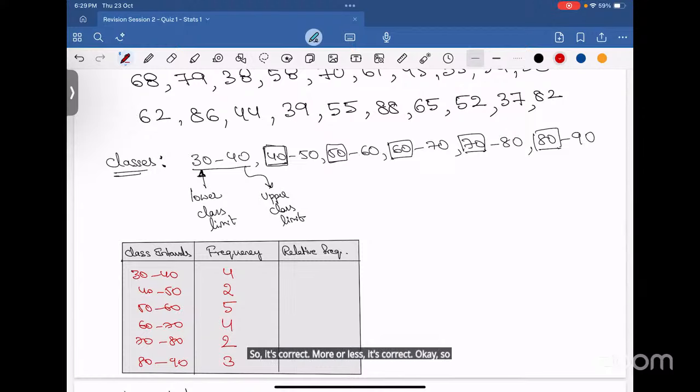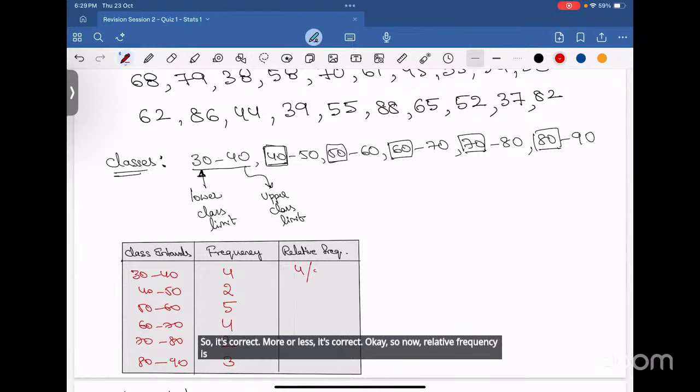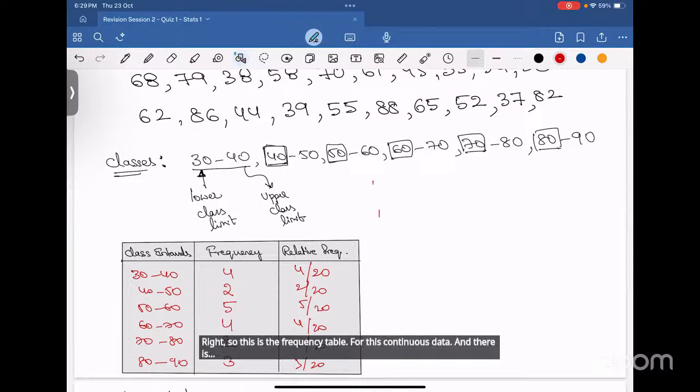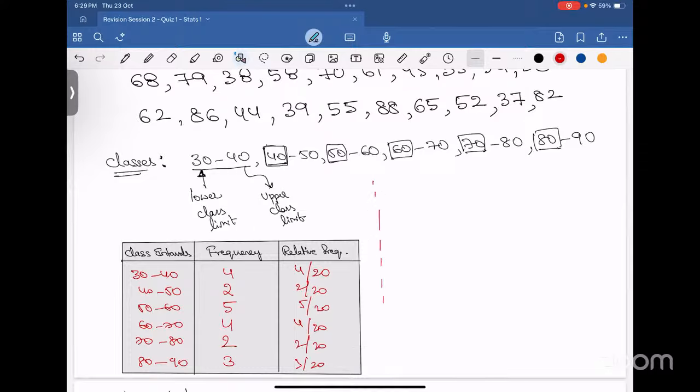Okay, so now relative frequency is basically 4 divided by the total number of data points, 2 divided by the total number of data points, 5 by 20, 4 by 20, 2 by 20, 3 by 20. Right, so this is the frequency table for this continuous data. And there is another way of representing this continuous data, which is histograms. So histograms also contain x and y axes.